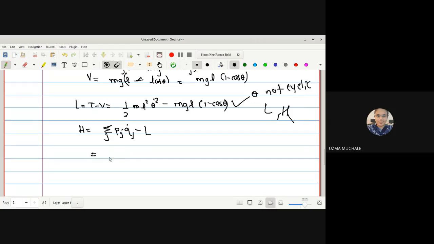Now, j runs from 1 to n, but we have only one generalized coordinate, which is theta. That is why we write p theta theta dot minus the value of L, which is 1 upon 2 m L square theta dot square minus mgL (1 minus cos theta).